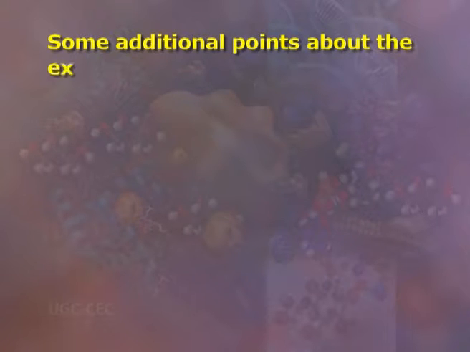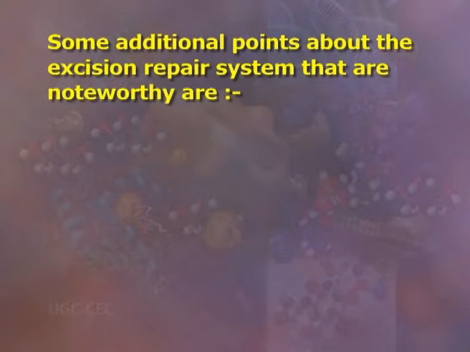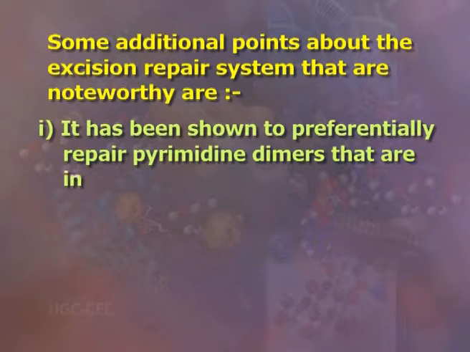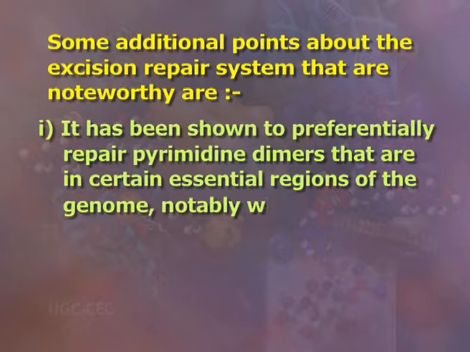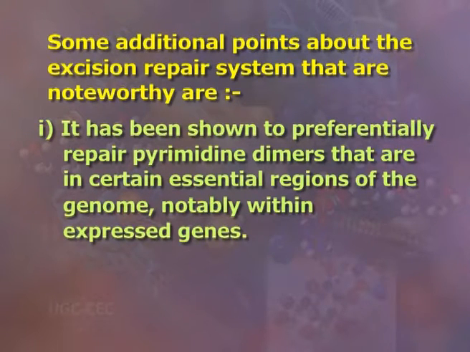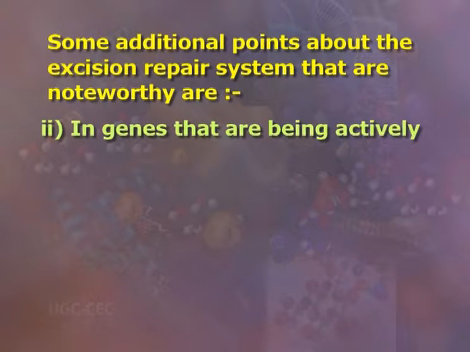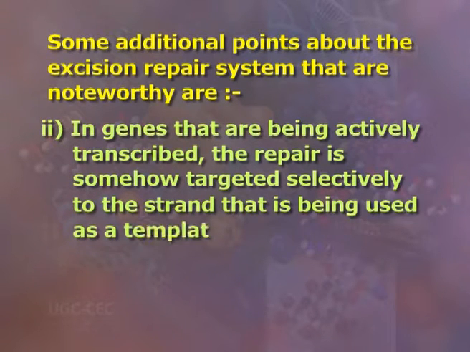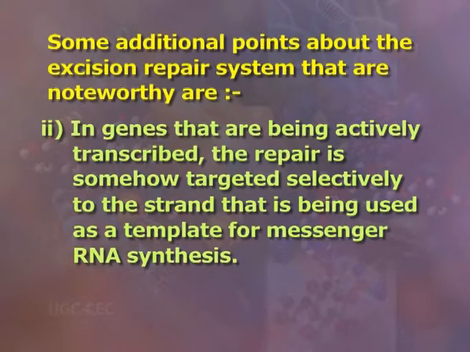Some additional points about the excision repair system that are noteworthy are: it has been shown to preferentially repair pyrimidine dimers that are in certain essential regions of the genome, notably within expressed genes. In genes that are being actively transcribed, the repair is somehow targeted selectively to the strand that is being used as a template for messenger RNA synthesis. This special treatment is vital, since a pyrimidine dimer poses an absolute block to the process of transcription and could kill the cell quite directly if it prevented expression of an essential gene.